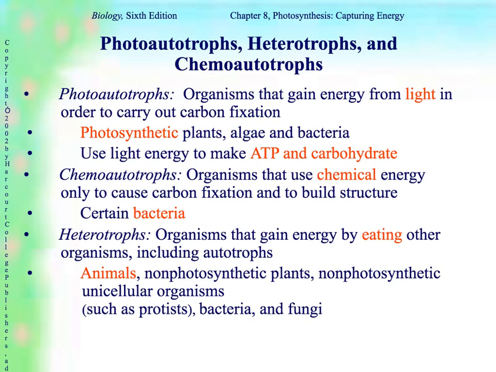Photoautotrophs are basically your plants, your photosynthetic plants, algae, and bacteria that can gain energy from the light in order to carry out photosynthesis or carbon fixation. They use light energy to make ATP energy and a carbohydrate like glucose. Chemoautotrophs are certain bacteria. They use chemical energy to cause carbon fixation and to build structure. And then you have our heterotrophs, which are organisms that gain energy by eating all the other organisms, including autotrophs. And these are your animals, your non-photosynthetic plants, non-photosynthetic unicellular organisms.